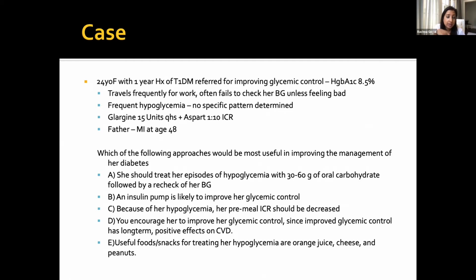So A is out. B, we talked about. If we decrease her pre-meal insulin to carb ratio, she would actually get more insulin, and so it would exacerbate her hypoglycemia. So that's not right. And then with E, useful foods for treating her hypoglycemia are orange juice, cheese, and peanuts. Also not ideal. Orange juice is a good option, but cheese and peanuts probably wouldn't bring up her sugar quickly enough. So the answer here is D. You encourage her to improve her glycemic control because this would probably have long-term positive effects on her cardiovascular disease.